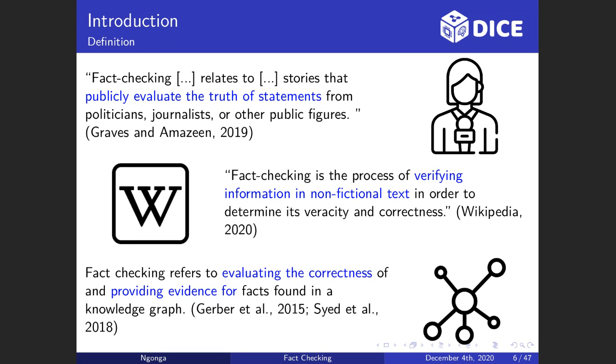But the definition that we are going to use is the definition of Gerber and Syed, which basically says fact-checking refers to, number one, evaluating the correctness of and providing evidence for facts found in a knowledge graph. So we're going to have two goals here. Goal one is evaluating the correctness, and goal two is providing evidence for our fact being actually correct.